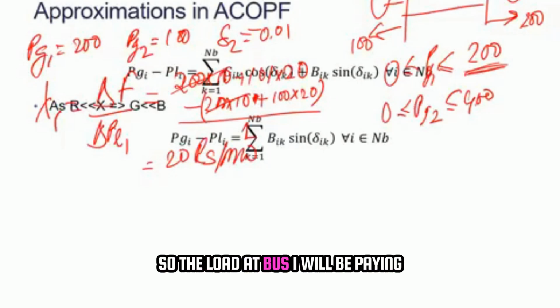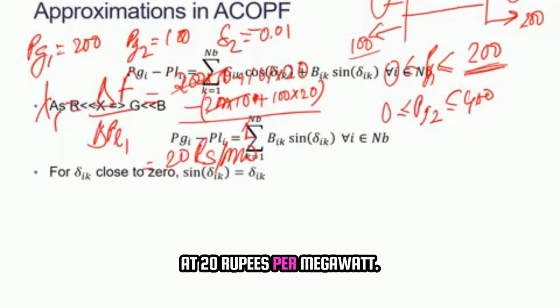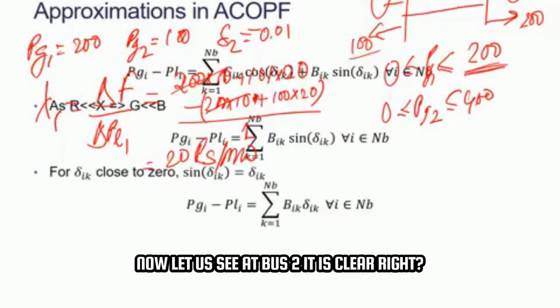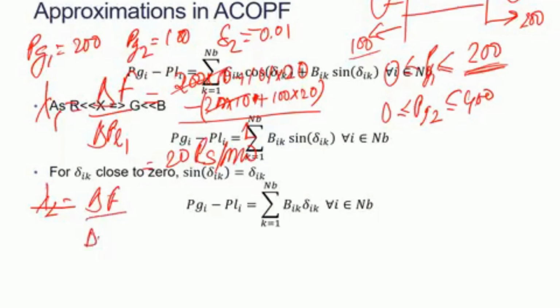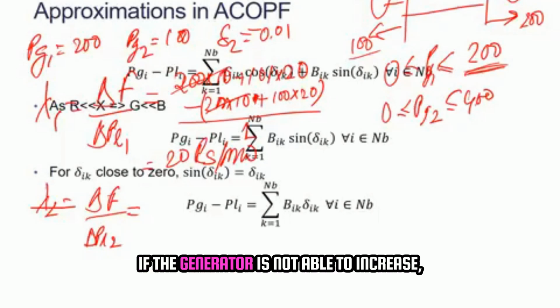So the load at bus 1 will be paying at 20 rupees per megawatt. Now let us see at bus 2. It is clear, right? Now I think I answered your question. If the generator is not able to increase, then the power will come from the neighboring bus, or from wherever bus it can come.